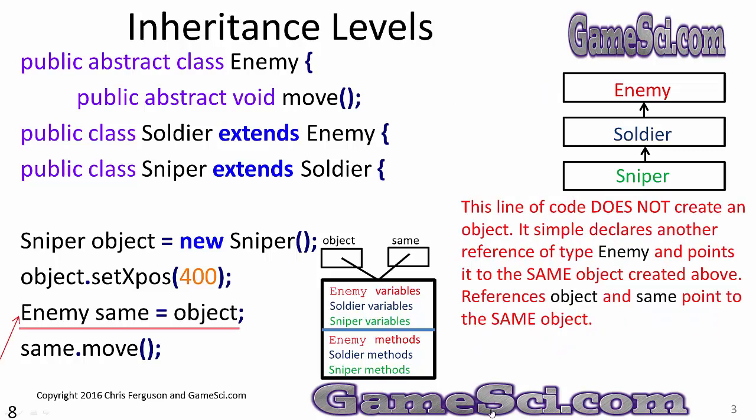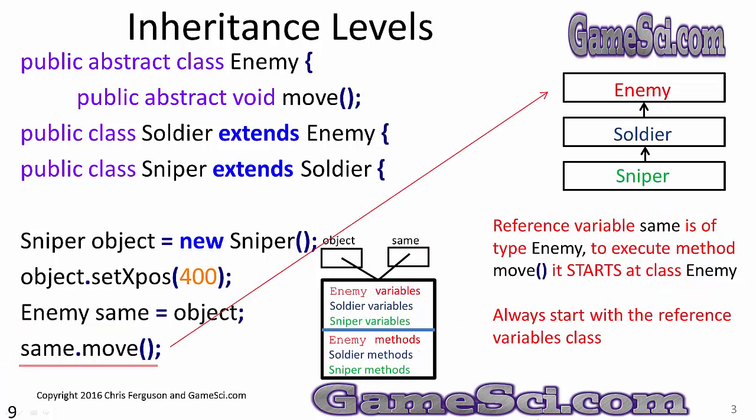Now the next line of code says Enemy same equals object. This line of code does not create an object. It simply declares another reference of type Enemy and points it to the same object created above. The references object and same point to the same object. This line of code I have underlined does not build a new object. So I can go through either variable. I can say object dot and execute something in this object, or I can say same dot and execute something in this object. In fact, let's do it.